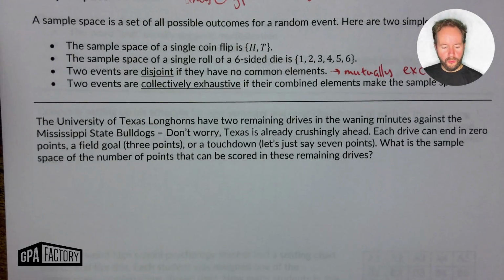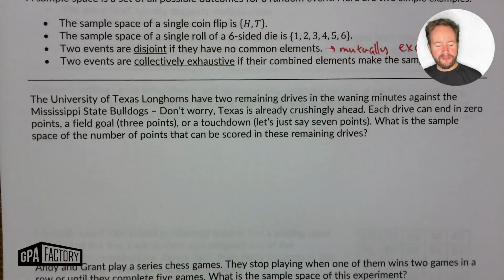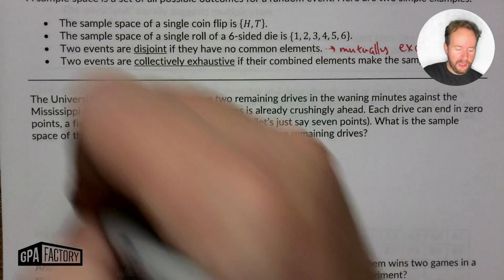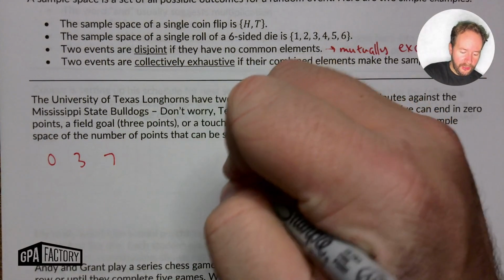Let's start with question 1. The University of Texas Longhorns have 2 remaining drives in the waning minutes against the Mississippi State Bulldogs. Don't worry, Texas is already crushingly ahead, as we know they should be. Each drive can end in 0 points, 3 points, or 7 points. We want to know the sample space of the number of points in these next 2 drives. Remember, there are 2 drives, and you can get 0, 3, or 7 points. So what's possible in 2 drives?